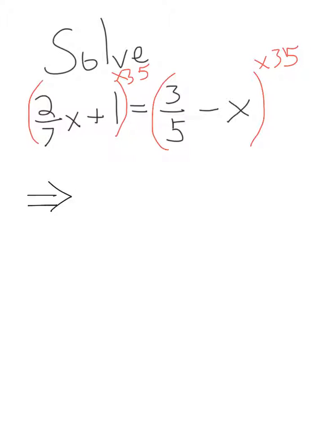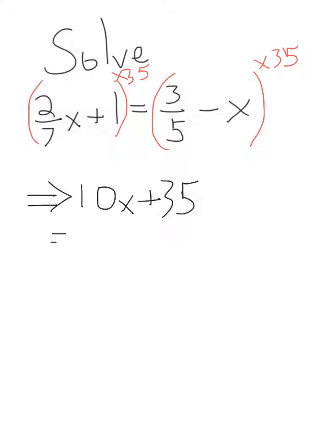Remember, we need to multiply both sides of the equation by the same thing in order to keep that equality. So let's simplify this. We have 2/7 times 35. The 7 will cancel, we're left with a 5 up here. So we end up with 2 times 5, which is 10x. 1 times 35 is 35.